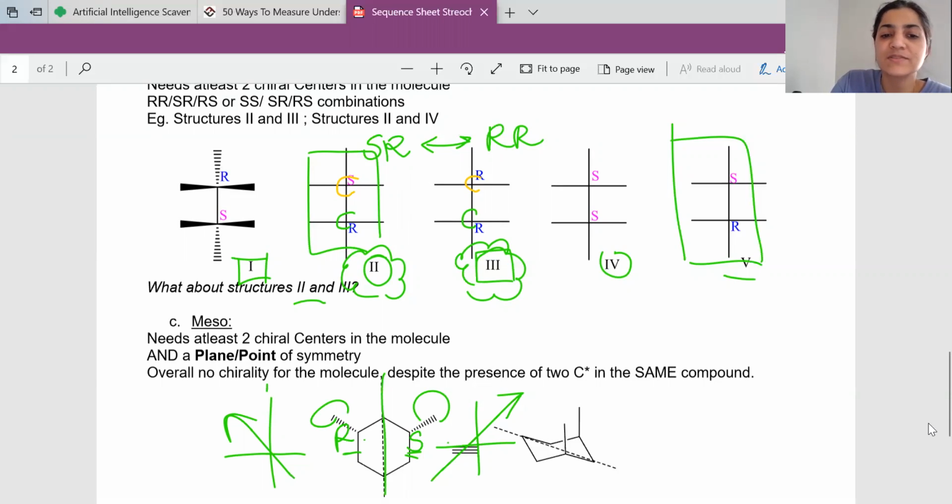There is a plane of symmetry here. So we know they are the same structures, same molecules, same groups around this particular chiral center. If one enantiomer is rotating the plane polarized light in one direction, the other enantiomer will rotate the plane polarized light in the other direction and to the same magnitude, to the same amount. And hence overall, there will be no chirality for this molecule.